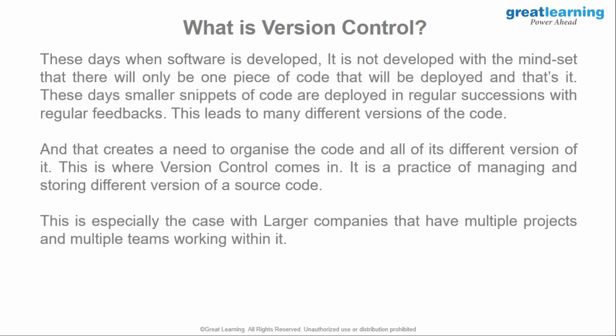So this way you're writing many different versions of a code, improving every time you write a new piece of code. This leads to many different versions of the code. And that creates a need to organize the code and all of its different versions. This is where version control comes in. You have to control the different versions. So version control is basically a practice of managing and storing different versions of code.